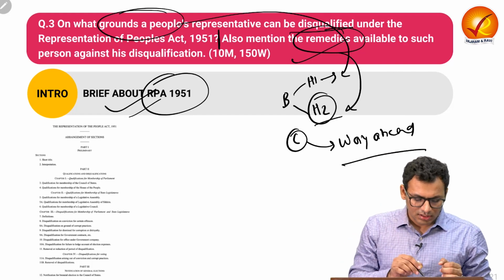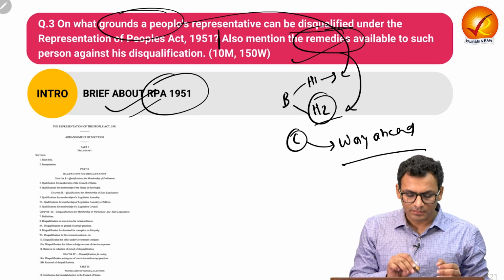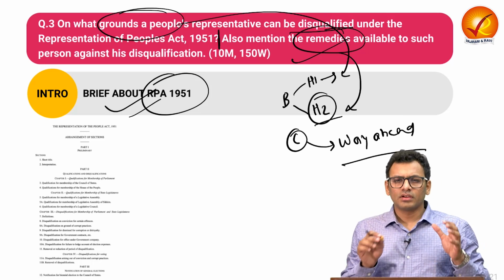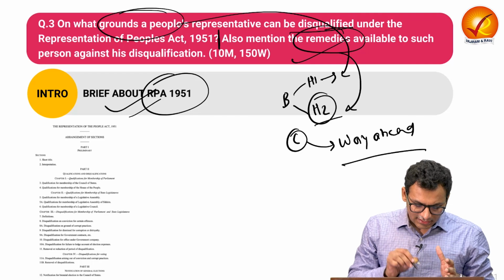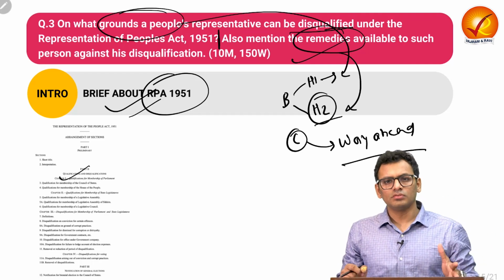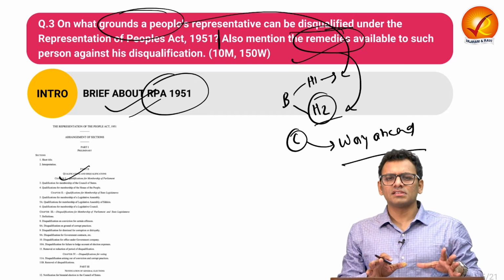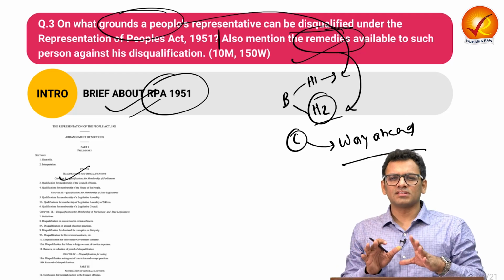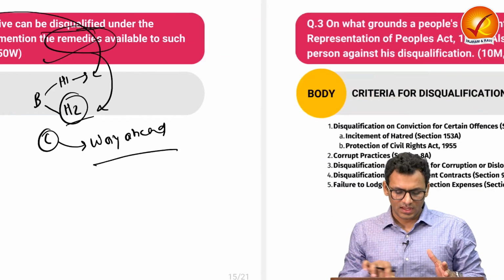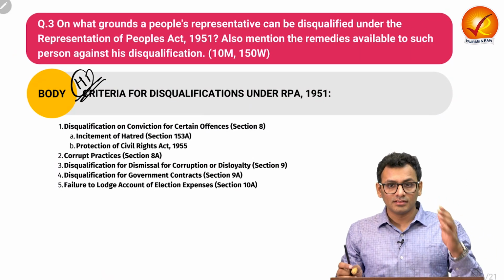In the introduction, we can talk briefly about the Representation of Peoples Act 1951. You can basically talk about how this act is about the qualification and disqualification of elected representatives, and there are certain rules and regulations with respect to the disqualification as well as remedies against the same. Then in heading 1, you can talk about the criteria for disqualification under the act.